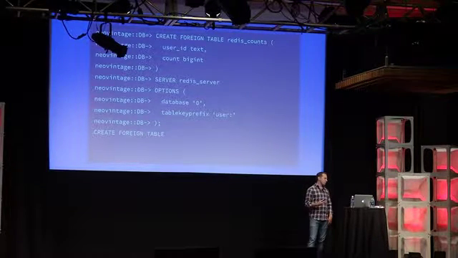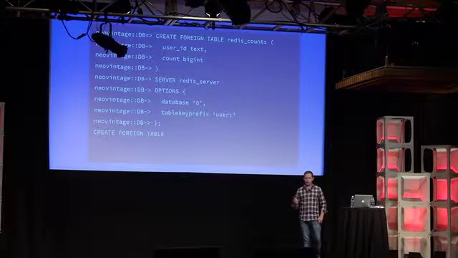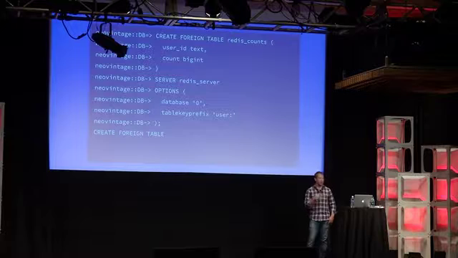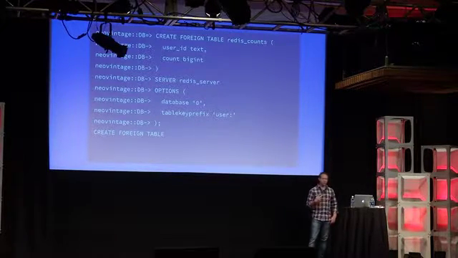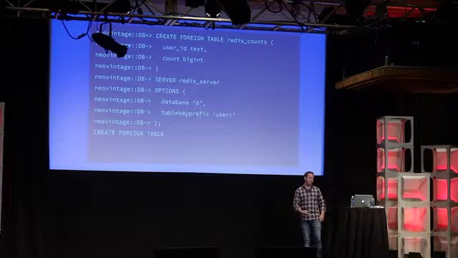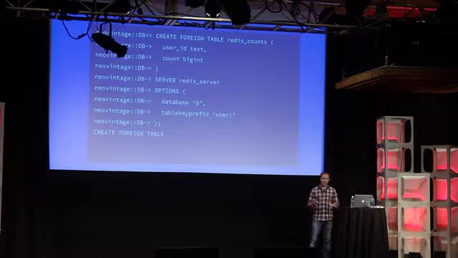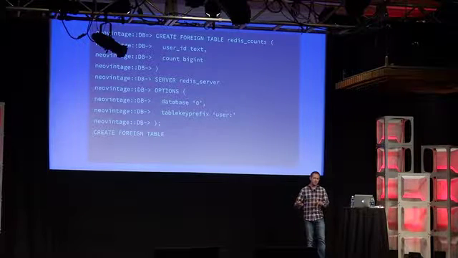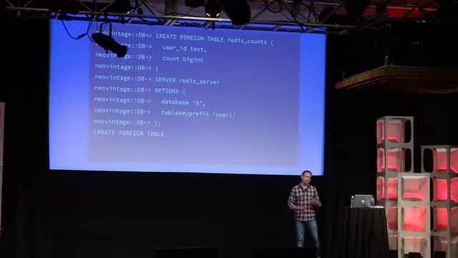We again go through and create a foreign table, Redis counts. This time, a user ID of text, and I decided to say count of big int. Options this time were database 0 and table key prefix of user colon. So what happens now is that anytime the Redis foreign data wrapper does a scan of all the keys in there, it will only pull up the ones that have user colon as the key prefix, which is kind of nice because if you're using Redis amongst a lot of different processes, you can namespace this stuff so that you're not colliding with anything else that's going on in there.